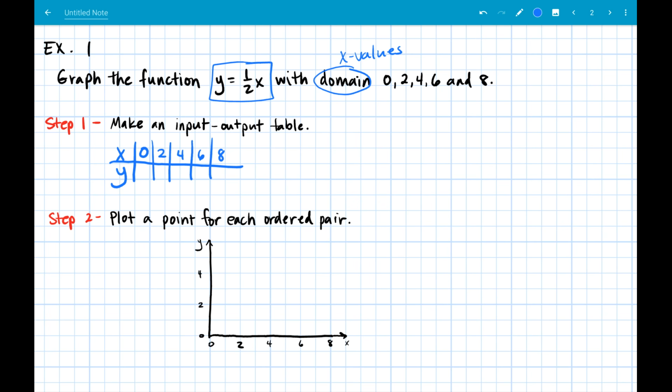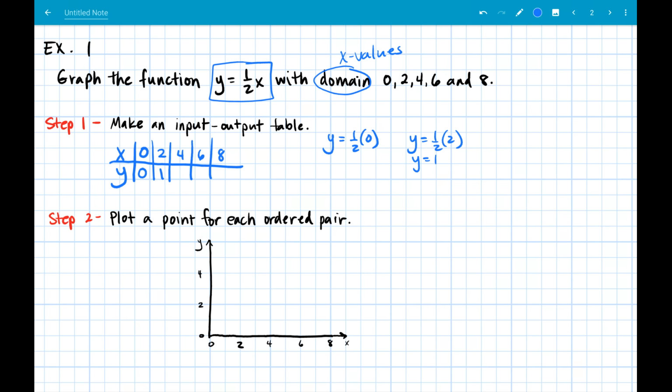So the output when x is 0, I'm going to plug 0 in for x. So I'll just do 1/2 times 0. So y equals, let me write it out here for you, 1/2 times 0, which is going to be 0. So that means our output value is 0 when our input is 0. Now, let's look at this next one where x is 2. If I have y equal to 1/2 times 2, well, 1/2 of 2 is equal to 1. So y would be equal to 1 when our input value is 2.